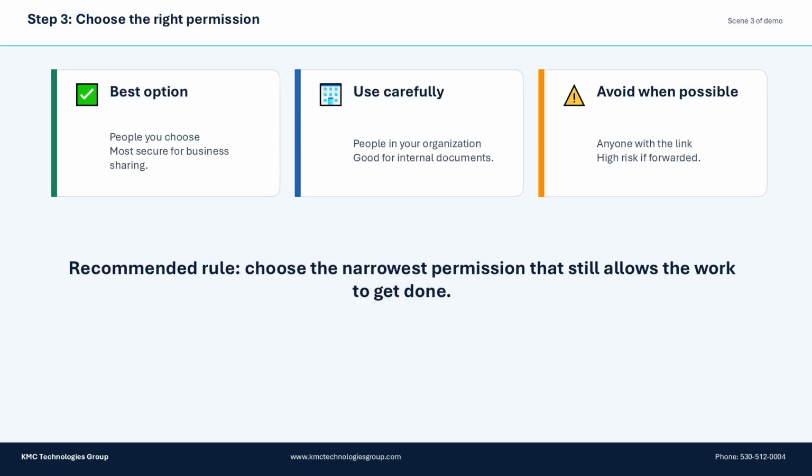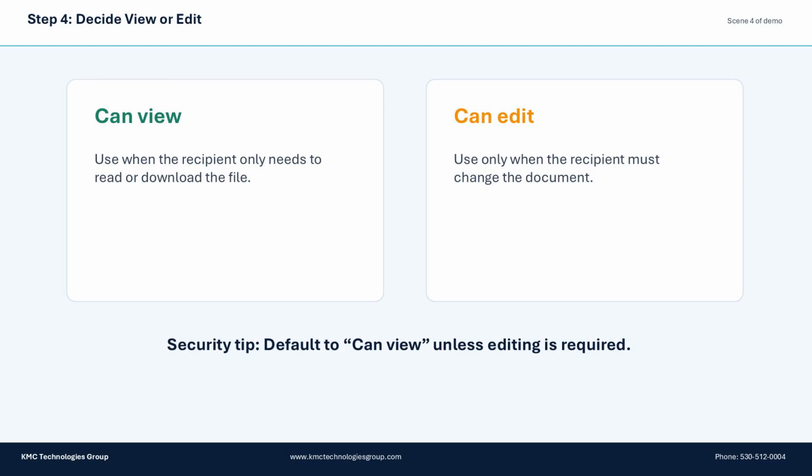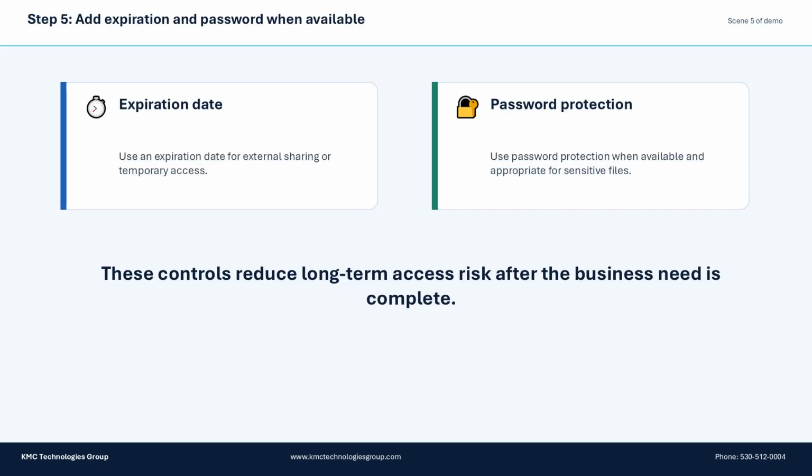Select the narrowest permission that allows the work to get done, ensuring security and efficiency. Decide whether the recipient can view or edit the file. Default to Can View unless editing is necessary. Use expiration dates and password protection to reduce long-term access risks after the business need is complete.